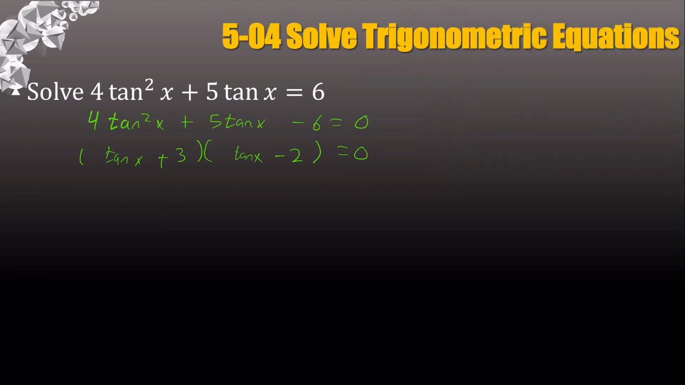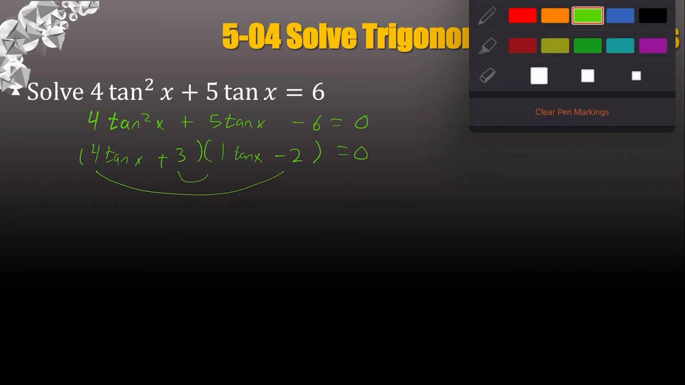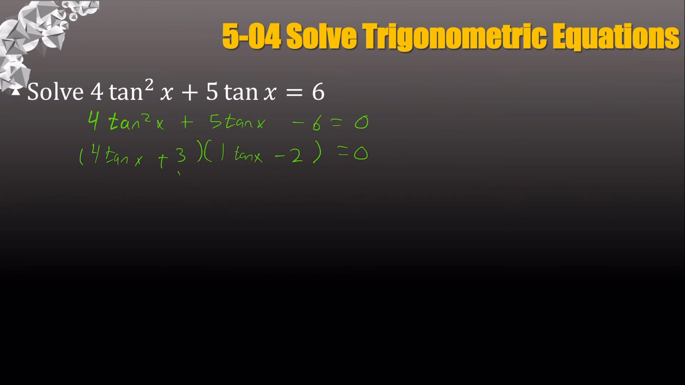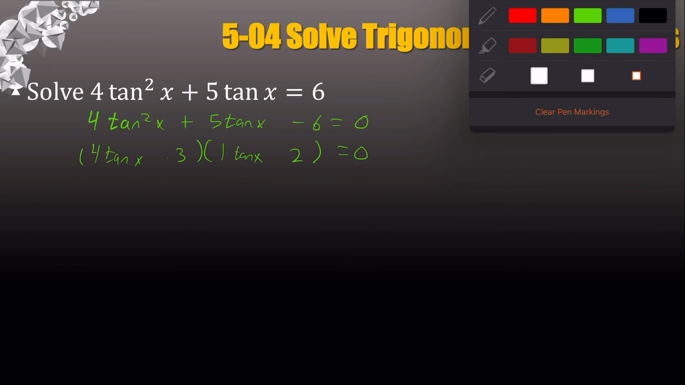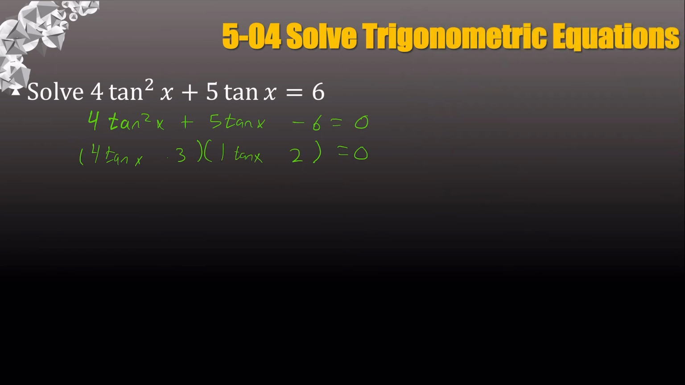How about a 4 and a 1? So that'd be negative 8 plus 3 is negative 5. Oh, hey, that's just about it. So then I need to change my signs so that it's negative and positive. And then I could take each factor equal to 0. Solve each of those. For the first one, we would have 4 tangent of x equals 3. So tangent of x equals 3/4.